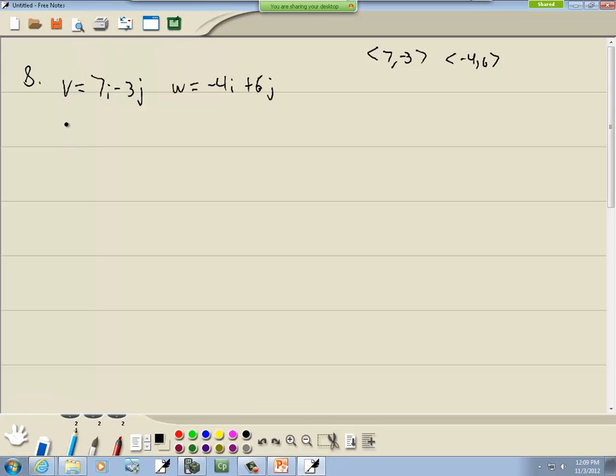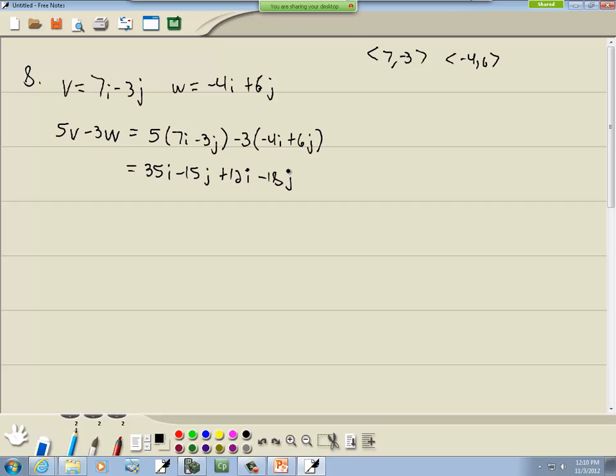So let's take a look at 5v minus 3w. Now, instead of doing it geometrically, we're just going to do it algebraically. So where the v is, we'll plug in 7i minus 3j. Where the w is, you plug in negative 4i plus 6j. And again, we treat them just like variables. 5 times 7 is 35i, using distributive property. 5 times negative 3 is negative 15j. Negative 3 times negative 4i gives us a positive 12i. Negative 3 times 6 gives us negative 18j.